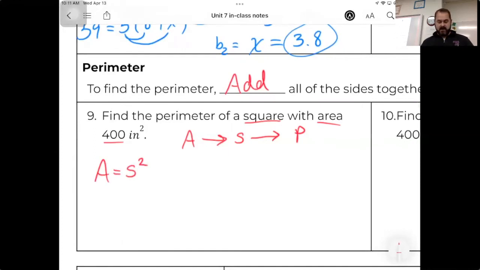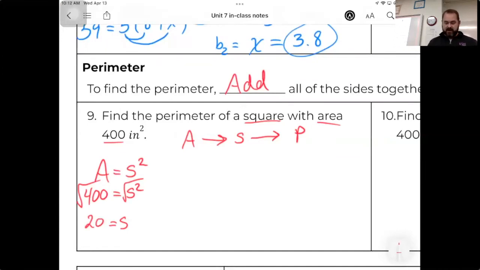So our given area here is 400. So I plug that in for my A. Well, I can find the value of S here by taking the square root of both sides. To cancel out S squared, we do the square root. So my side has to be the square root of 400, which is 20.